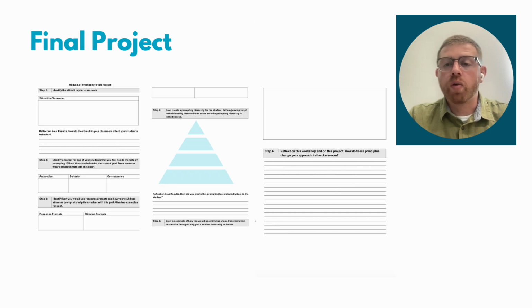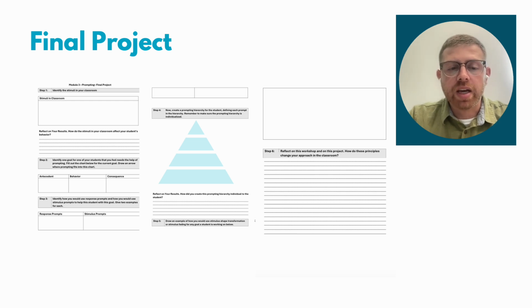So for your final project, we've created an assignment that has multiple parts. First, part of your final project is to identify the stimuli in your classroom, come up with all kinds of examples of the different stimuli in your classroom, and reflect on those results: how do those stimuli in your classroom affect your students' behavior?